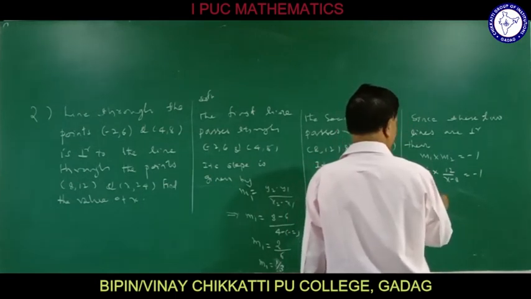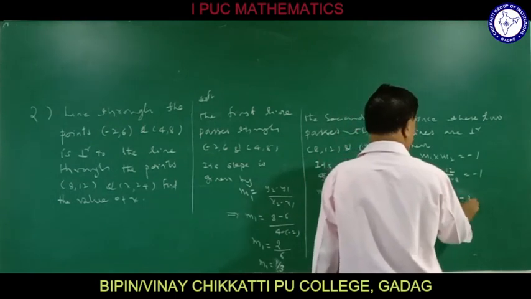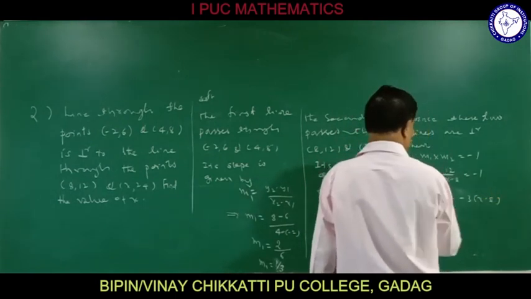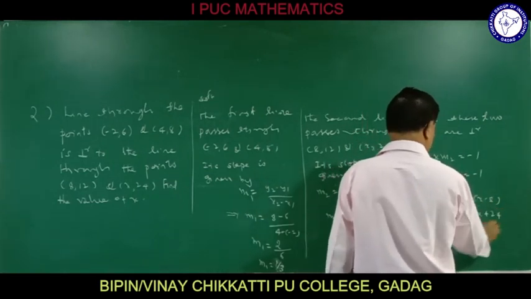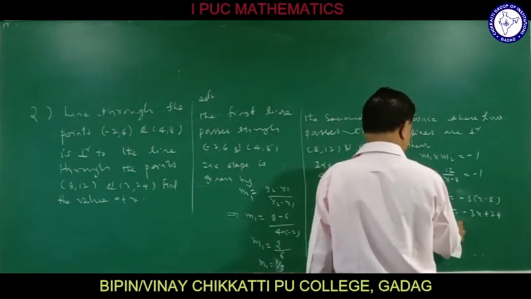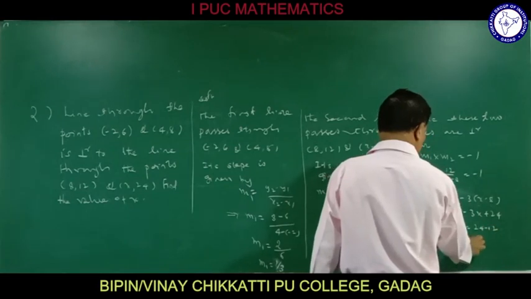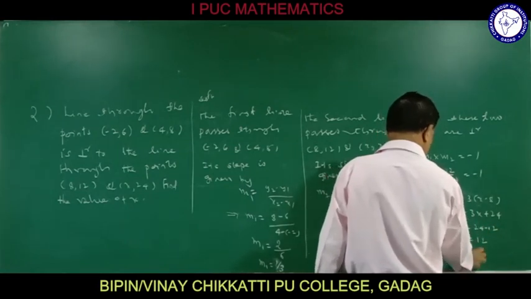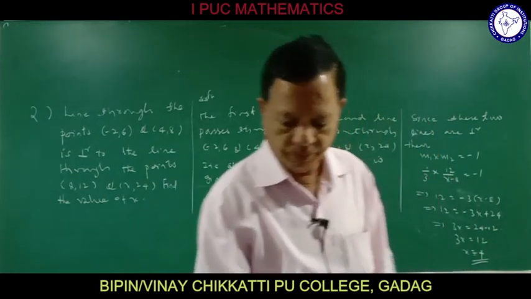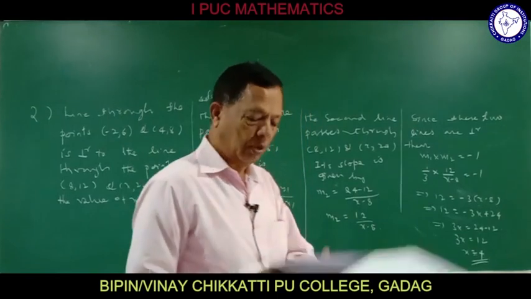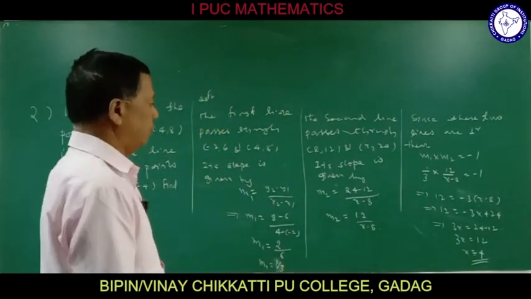And this implies 12 is equal to minus 3 into bracket x minus 8. 12 equal to minus 3x plus 24. This gives 3x is equal to 24 minus 12, so 3x is equal to 12 and x is equal to 4. The value of x is 4. So this is the way we find the value of x according to the problem given.